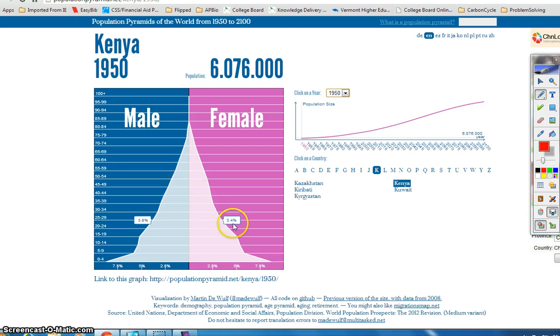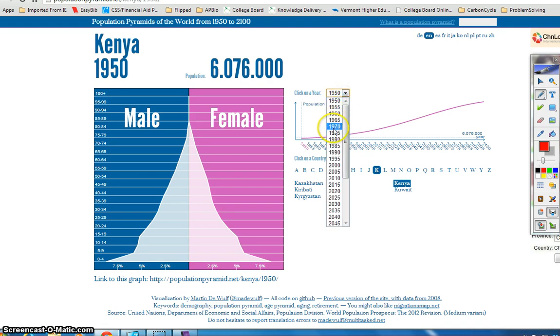So here is Kenya in 1950. Now, what do you think is happening to the population for Kenya back in 1950? And they tell us that it was 6,076,000. And we can see as we go through the different age classes, it'll give us the percentage. Well, it looks to be a pretty steep, quickly increasing.